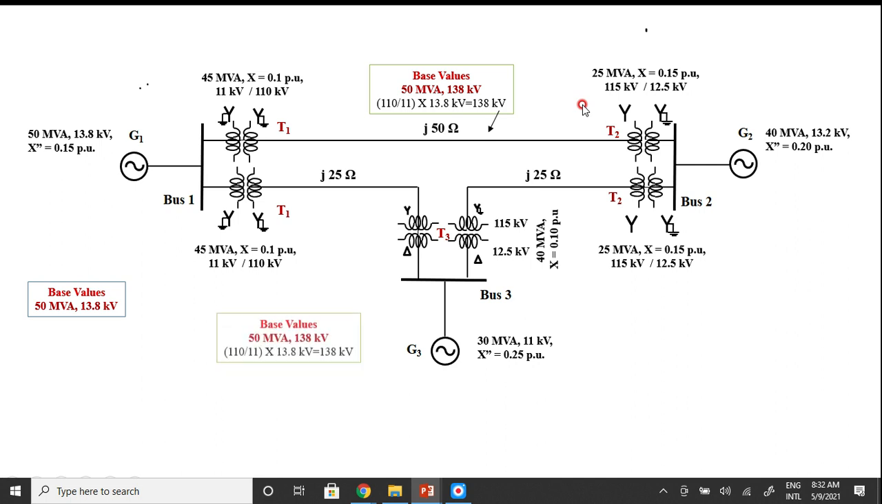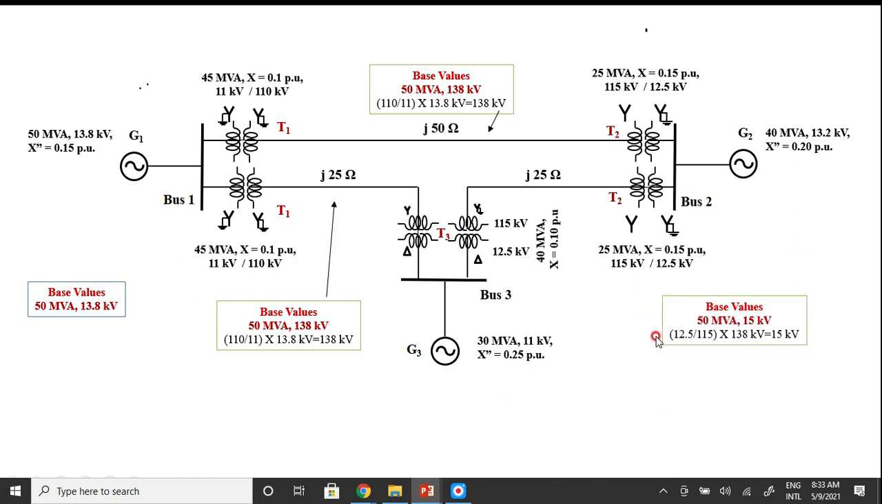Similarly, you have to find the base quantity in the J25 ohm circuit, the J25 ohm transmission line. In that case, the base MVA remains the same, that is 50 MVA. Once again, this 13.8 has to be changed, the voltage will change because of this T1. Then what is the ratio here? It is 110 divided by 11. The same thing I have written here: 110 divided by 11 multiplied by this 13.8. So what I am getting is 138 kilovolts. Here the base quantity is 138 kilovolts.